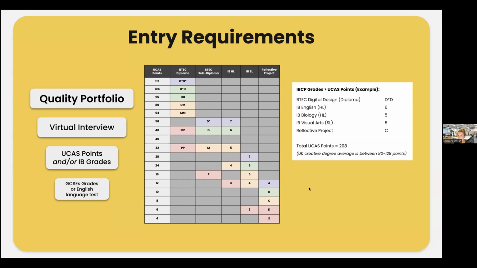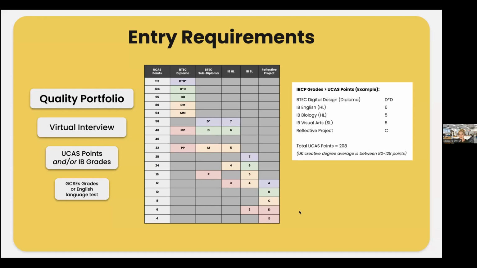So here's an example. And this would be a student doing the diploma BTEC Digital Design, which is the double higher level IB equivalent course. And then a couple of IB subjects, a reflective project would give them 208 UCAS points. The creative degree courses in the UK average ask for between 80 and 128 points. So you can see they clearly get way more points, even with not necessarily the best grades in their IB subjects, to get into university in the UK.